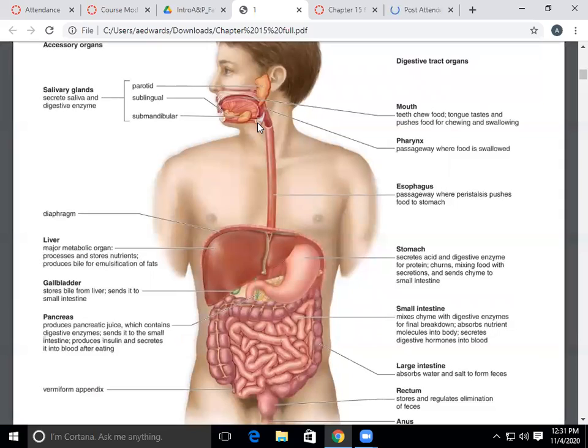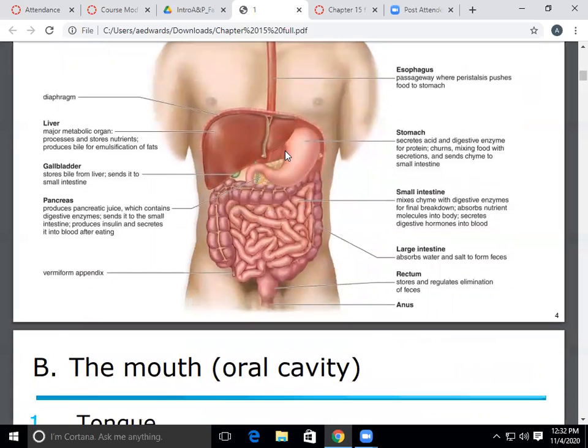So they secrete saliva and digestive enzymes. Salivary amylase breaks down sugar. Food gets pushed down into your pharynx. So that's where your food gets swallowed down to your esophagus. And it is a passageway, a process called peristalsis, pushes your food down into your stomach.